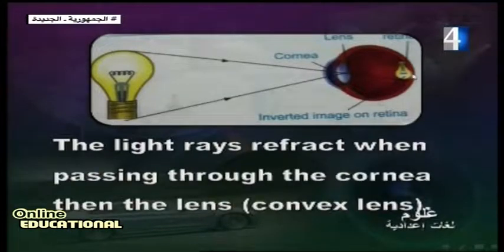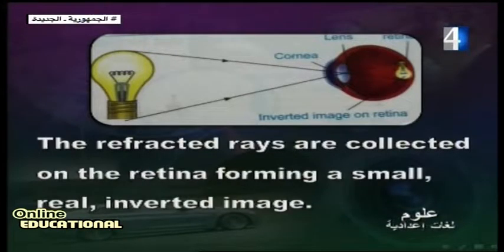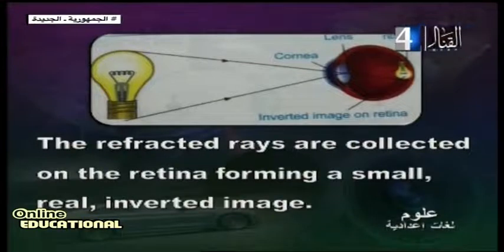So how can we see upright objects? Let's see. Light rays refract when passing through the cornea, then the lens. So the first refraction of the light starts at the cornea and after it on the lens, the convex lens. The refracted rays are collected on the retina, forming a small, real, inverted image. Of course, it's real because it can be formed on a screen. But the problem now is it's a small image, and we see the objects upright.